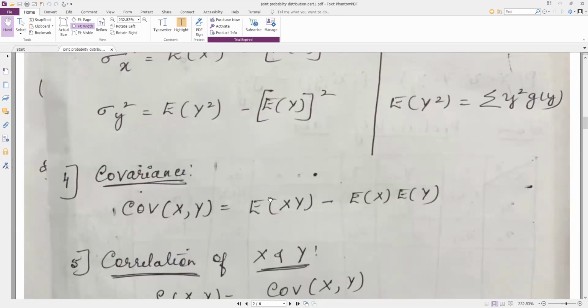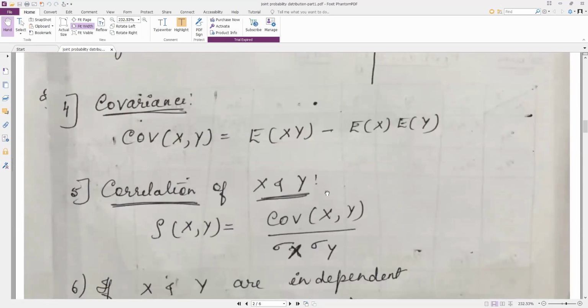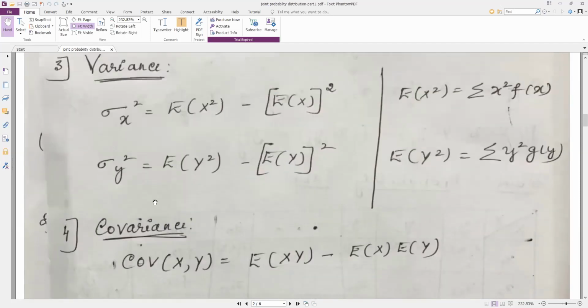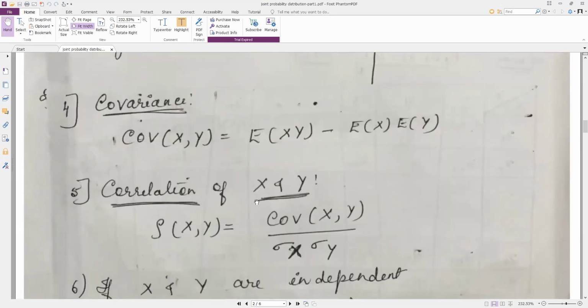Then covariance. Covariance of x comma y is expectation of product xy minus E of x into E of y. So to calculate the covariance of x comma y, the formula is expectation of x into y minus expectation of x into expectation of y. Then correlation of x and y is given by covariance of x comma y divided by sigma x into sigma y. So in order to calculate correlation, you need covariance of x comma y, and also sigma x and sigma y.